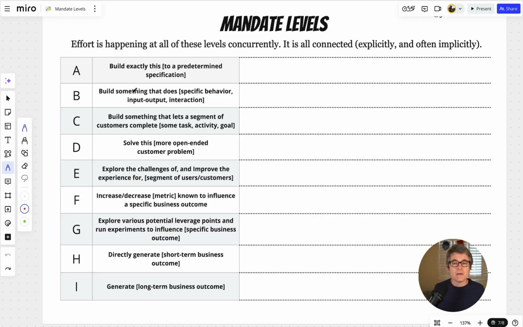I've done longer talks about this and written multiple blog posts about it, but hopefully we can just keep it short and give you a quick summary. What are mandate levels and what problem are we attempting to solve here?